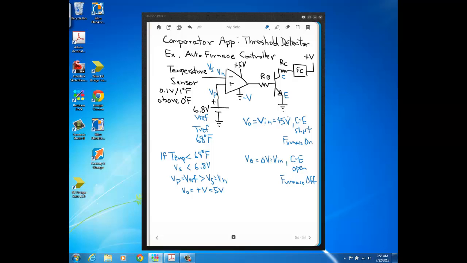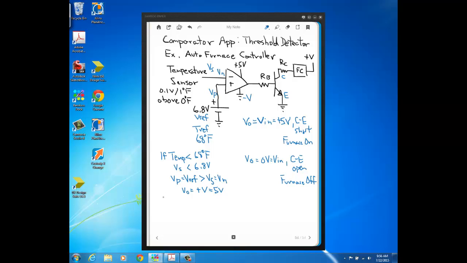Okay, and as we said over here, when V0 is 5 volts, that makes the collector to emitter act like it's short. Current's going to flow through the furnace, and the furnace is going to be on. Which is a good thing, because if the temperature is less than 68 degrees Fahrenheit, you probably want to warm up your place. Okay, so that makes sense.